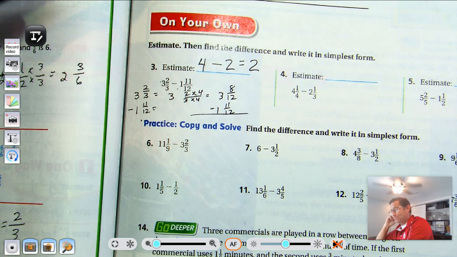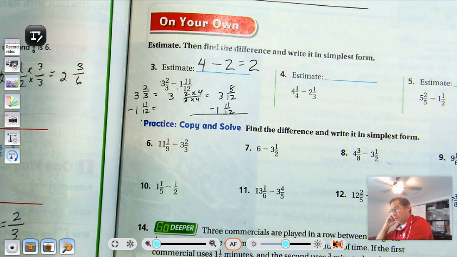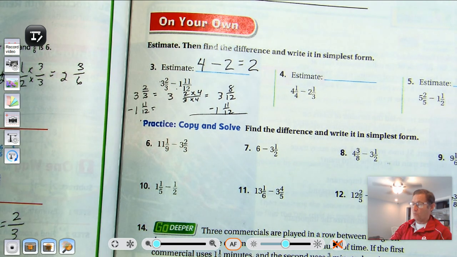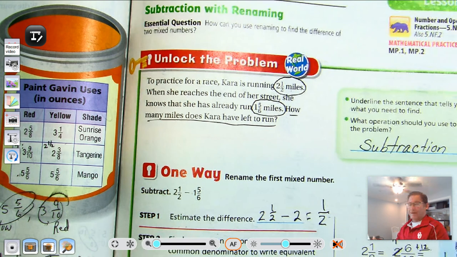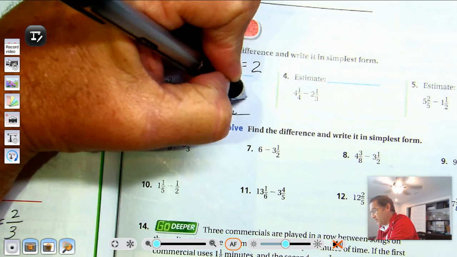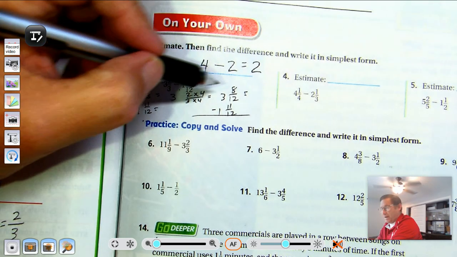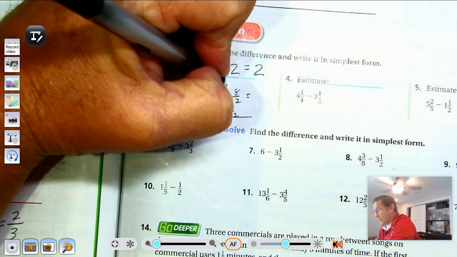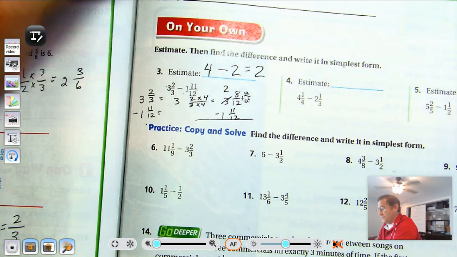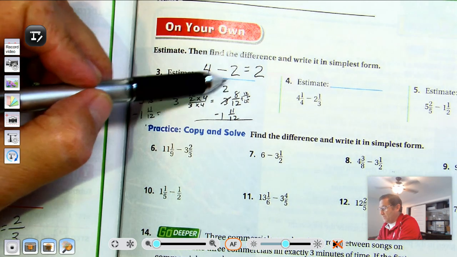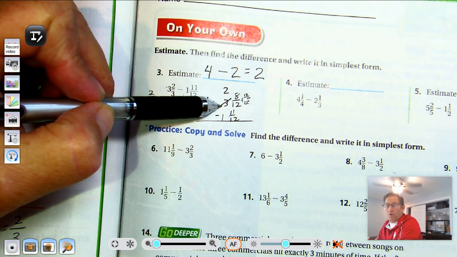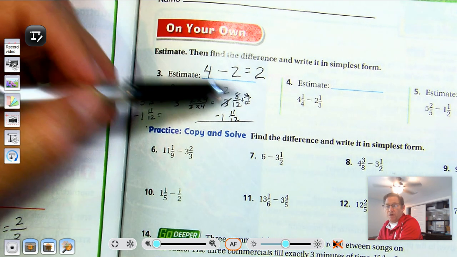So we got two choices. We can rename both mixed numbers as fractions greater than 1, or I can rename just the first one. I'm kind of partial to just renaming the first one. So here I would take 1 whole away from the 3. I would give 12/12 to the 8/12. 12/12 is equal to 1 whole. Okay, so the 1 whole is not disappearing. I'm just trading it for 12/12.